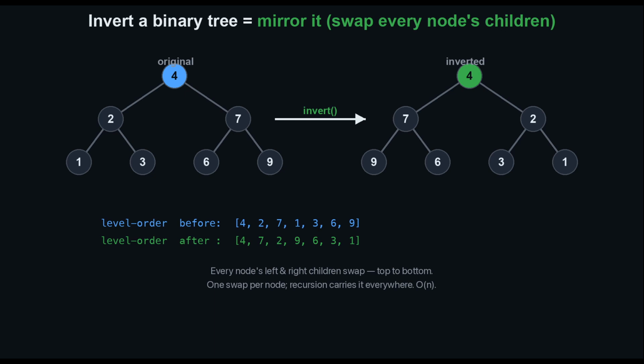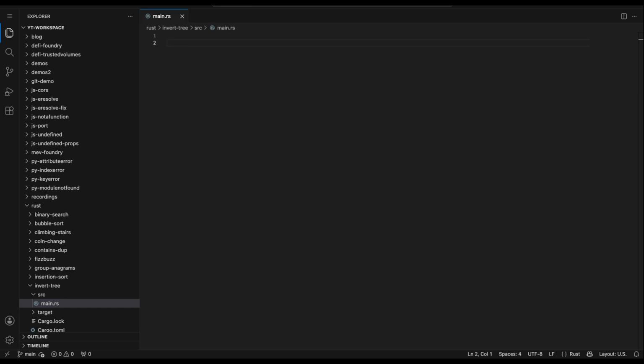And it cascades down. 2's children, 1 and 3, flip to 3 and 1. 7's children, 6 and 9, flip to 9 and 6. Read the bottom row left to right and it's reversed. That mirror is exactly what our code will produce. Let's build it in Rust.